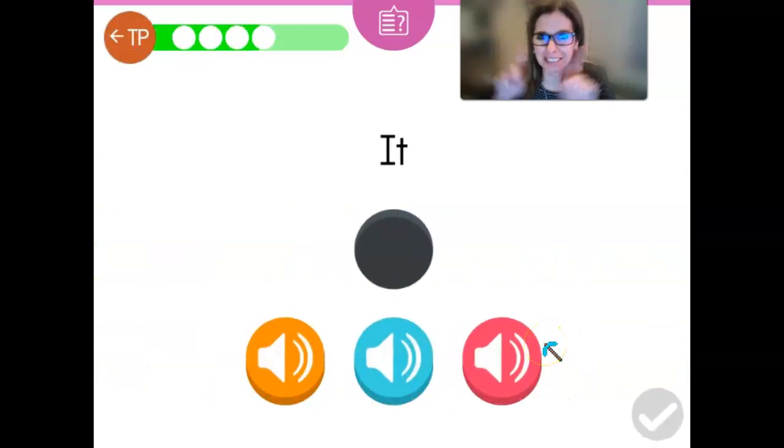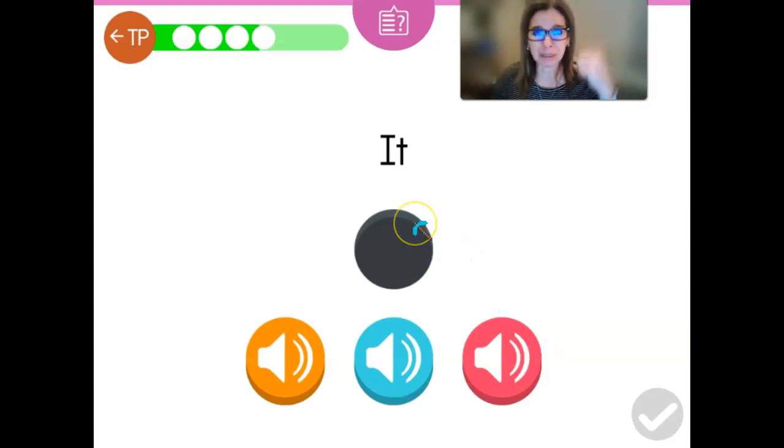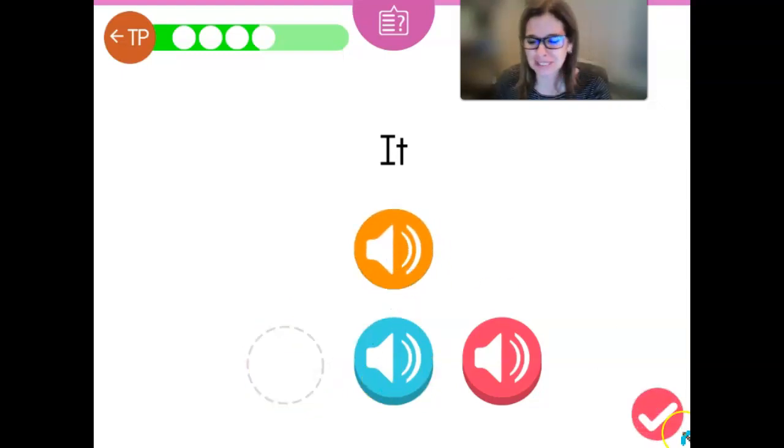Now I see two sounds that come together, and there's one word, isn't there? They don't come together so fast, but they come together and we blend them together and make a word. So I see one sound, I, and another sound, t. It. I heard both of those sounds in that word.